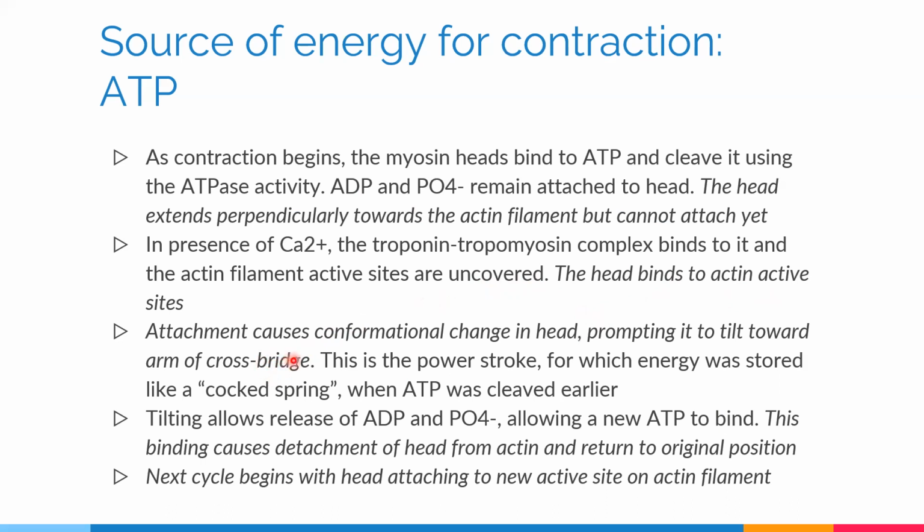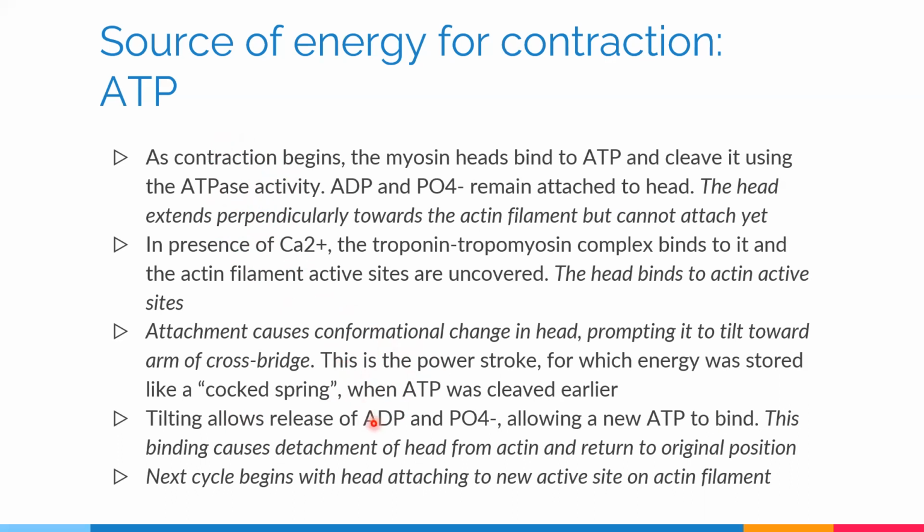Attachment of the cross bridge to the active site causes a conformational change in the head, which prompts it to tilt towards the arm of the cross bridge, pulling the actin filament along. This is the power stroke, for which the energy was already stored in the form of a spring when ATP was cleaved earlier. So the ATP that was cleaved in the first step, its energy is actually used in this step to generate the power stroke.